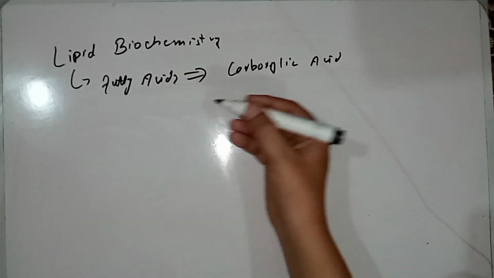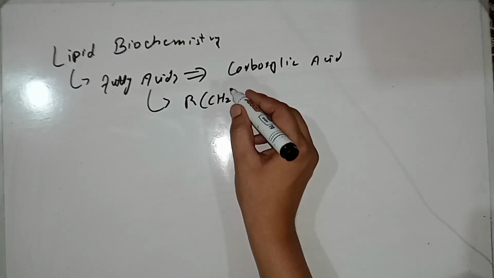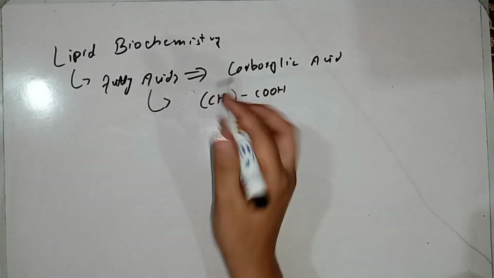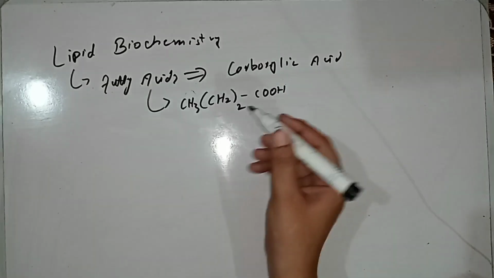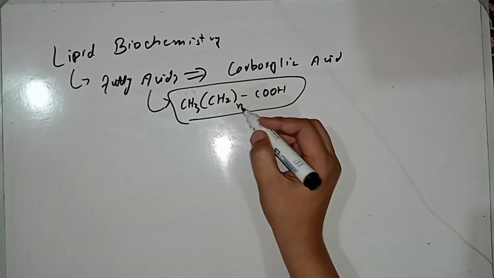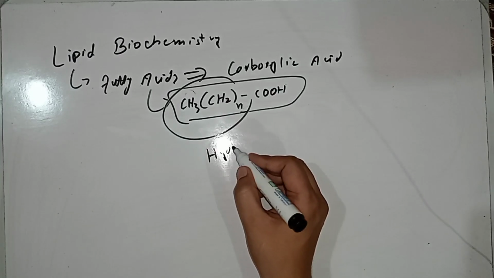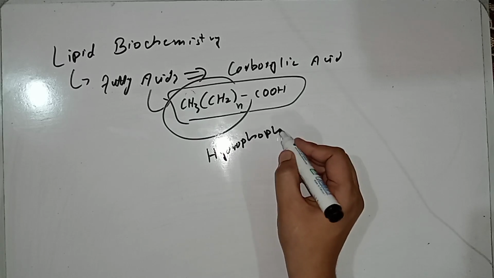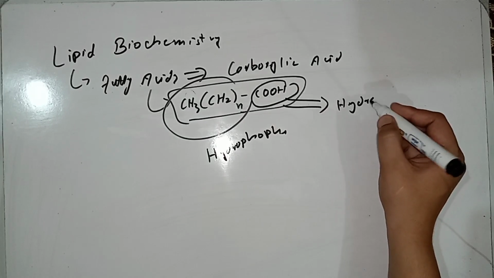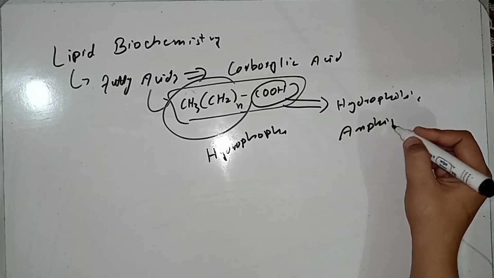The general formula of fatty acid is R into CH2 COOH, or you can write it as CH3 (CH2)n COOH. So this is the general formula of fatty acid, where n can be any number. This portion of fatty acid is hydrophobic, it flies away from the water, and this portion is hydrophilic. It is polar and it is hydrophilic. So fatty acids are amphipathic compounds. They have both polar and non-polar regions.